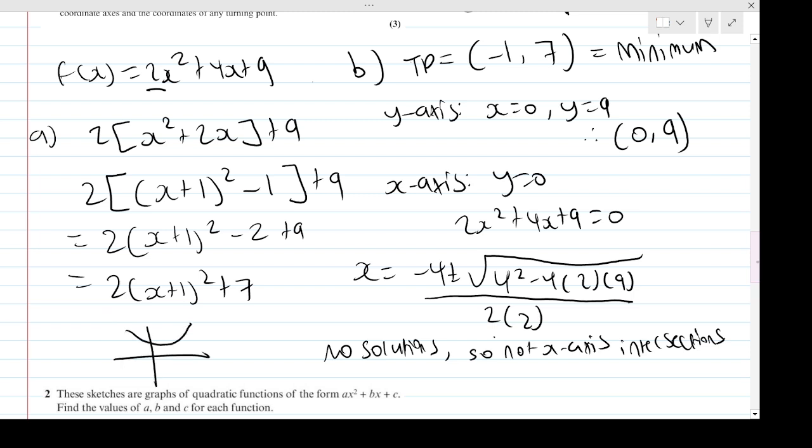But exactly where? Well, we're going to use the turning point and the y-axis to find the other bits of information we need. So the turning point, if we were to do the graph here, then x and y. Well, the y-axis intercept is going to be 0, 9.